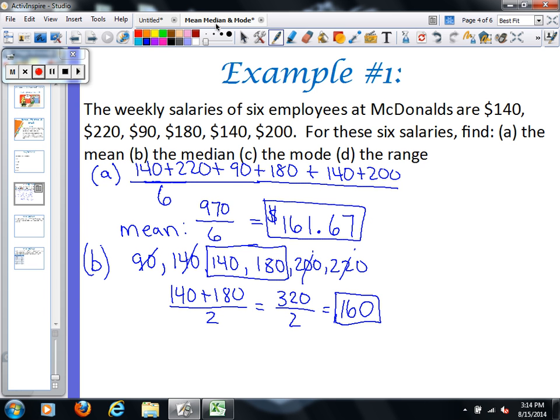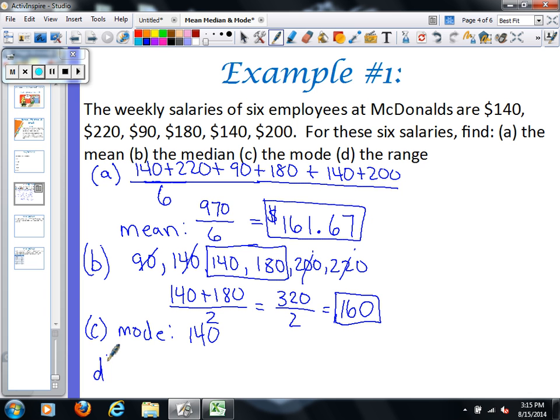Now I'm going to find the mode, which if you did your definitions, the mode is the number that shows up most frequently. So if I look at all these numbers, 220 shows up once, 90 is only here once, 180 is only once, 200 is only once, 140 has 1, 2. So my mode would be 140. Now if you have more than one number that shows up frequently, so if let's say 140 showed up twice and 180 showed up twice, then I would have 2 modes. My mode would be 140 and 180.